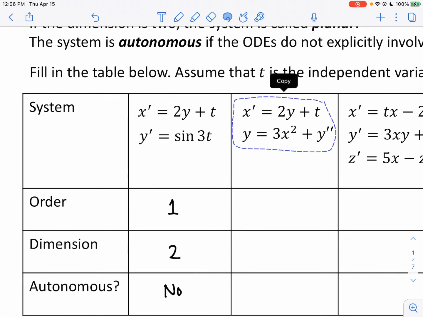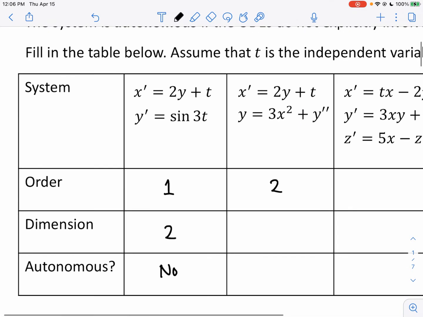Two different equations. T is the independent variable, and I see x's and y's otherwise. So we have two dependent variables, x and y. And the highest derivative I see present is y double prime. So this would be a second order system. And again, the dimension is 2 because there are two dependent variables, x and y. And autonomous, the answer is no, it's still not autonomous because there is an explicit variable involved right here. So no, it's not autonomous.